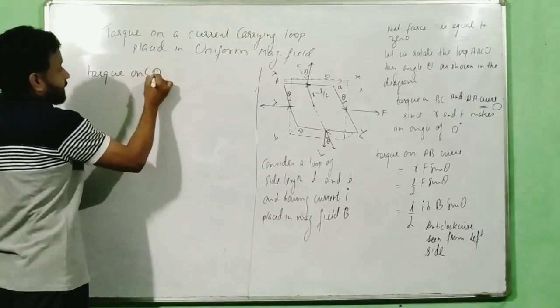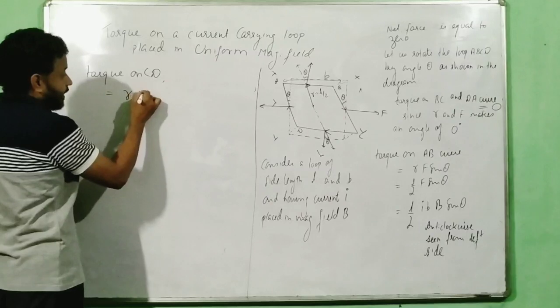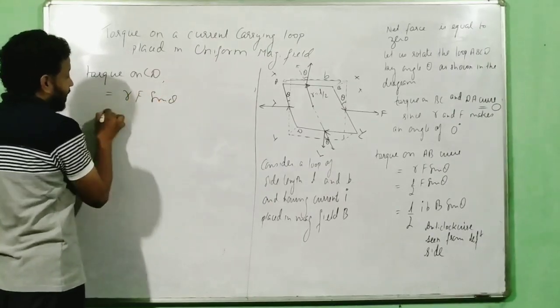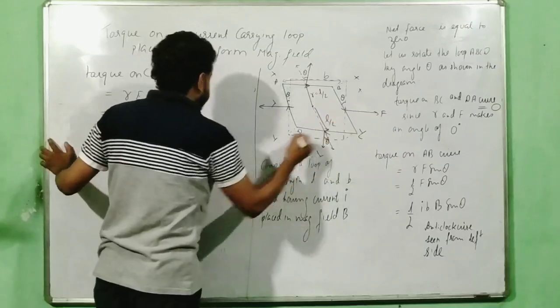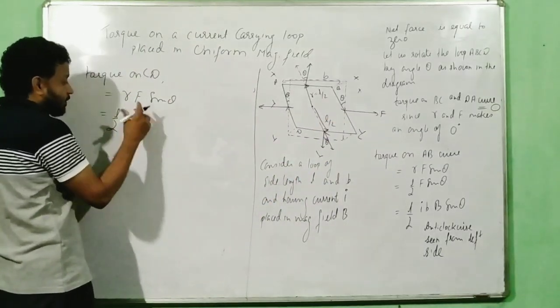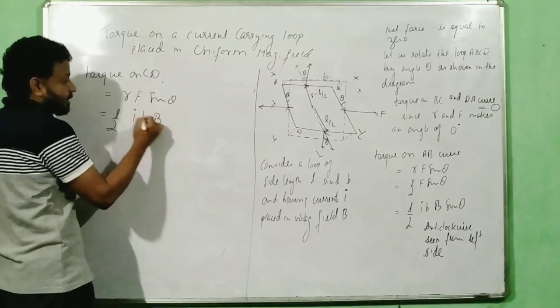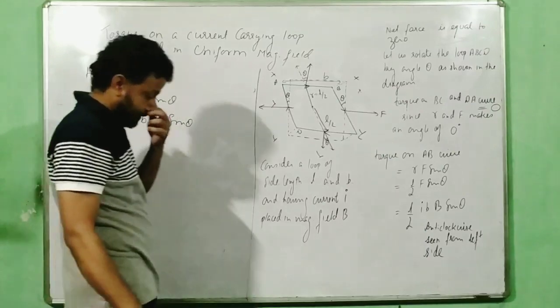Torque on CD will be equal to R F sin theta. R is again L by 2. From here to here, this is again L by 2. So R is again L by 2. F will be equal to I, length of the wire is B, multiplied by B. I L B into sin theta. Direction.